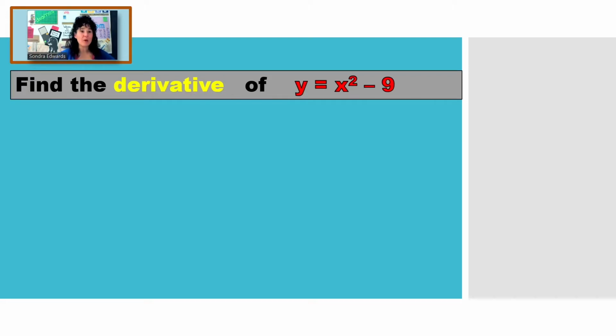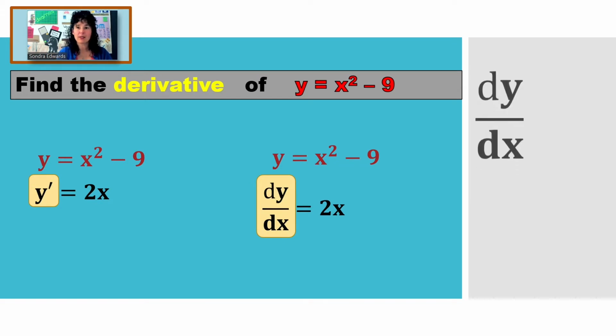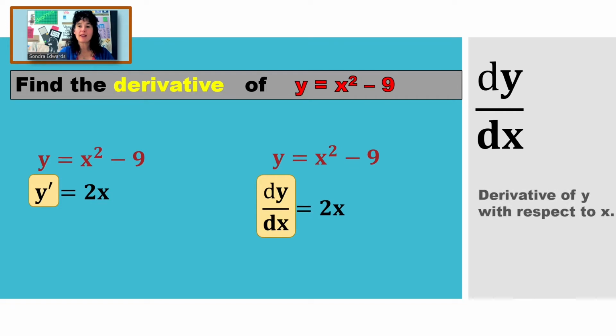Hello class, today we are going to be implicitly differentiating, but we're going to start off with just taking a basic derivative and reviewing some notation. So one way that you could find the derivative of y, we could call that y prime. But another notation for y prime is dy dx. And that is the notation we're going to be focusing on today so that we will be able to implicitly differentiate.